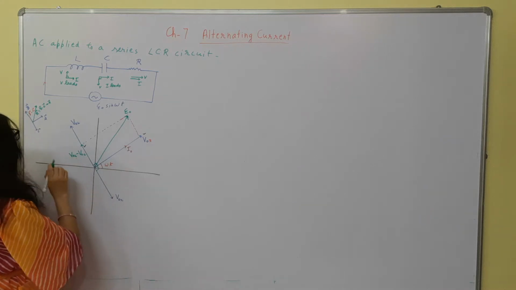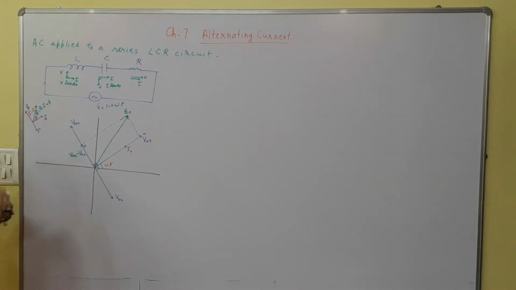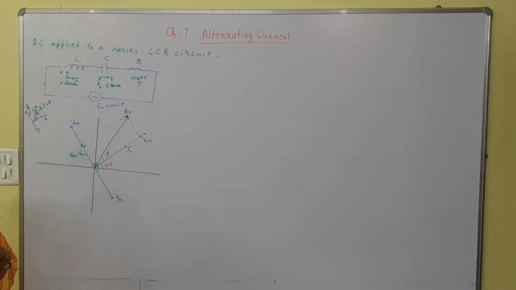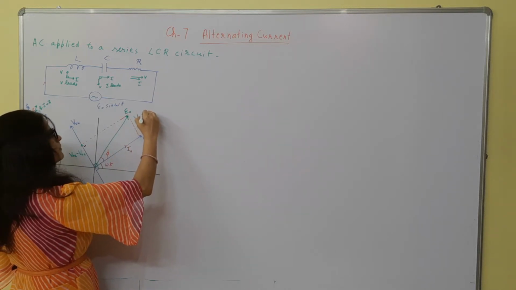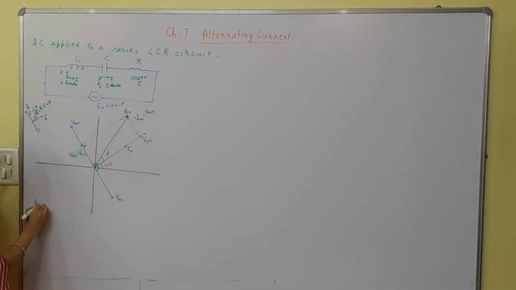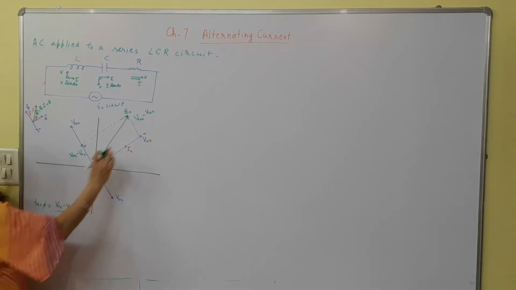Now let's see how we find the angle of the resultant. So here the angle of the resultant with one of the vectors is phi, right? And then this is equal to this, so we can write down VOL minus VOC. Now from here tan phi can be written as VOL minus VOC upon VOR, because this is the voltage across resistor.